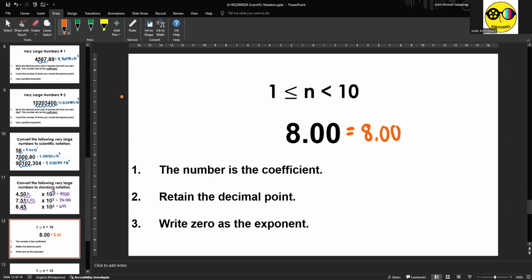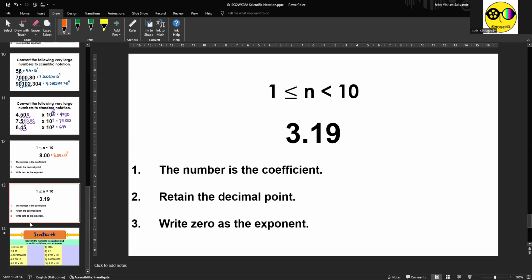Okay? Then second step, retain the decimal point. Then write times 10, obviously. And since we did not move the decimal point at all, the exponent is 0. The reason why this is my personal favorite is because this is the most effortless and the easiest to finish. So 8.00 can be expressed as 8.00 times 10 to the power of 0. And that means 3.19 in scientific notation is 3.19 times 10 to the power of 0.